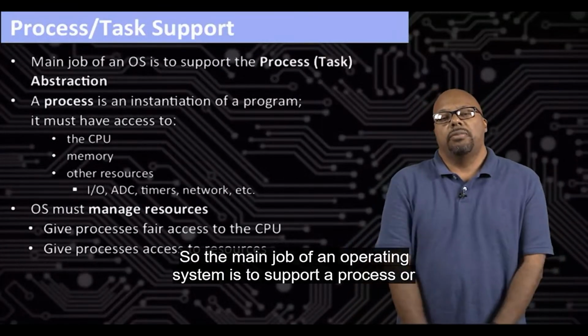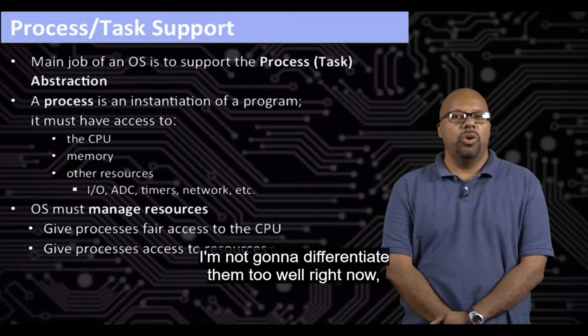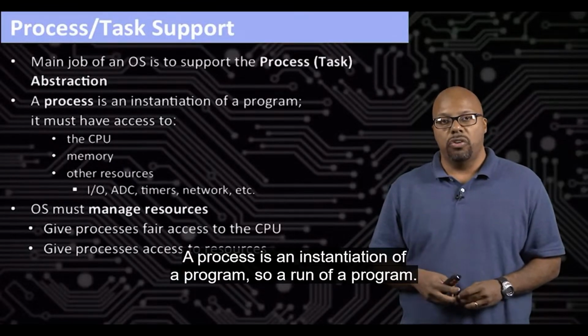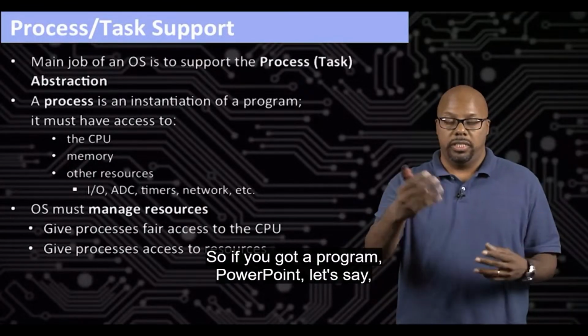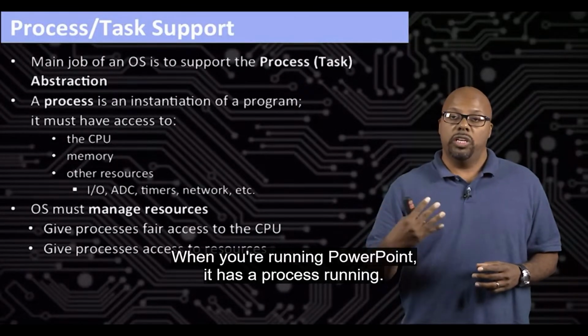The main job of an operating system is to support a process or task abstraction. I'm not going to differentiate them too well right now, but let's just talk about processes. A process is an instantiation of a program, a run of a program. If you've got a program like PowerPoint, which is running on this machine right here, there's a process. When you're running PowerPoint, it has a process running.